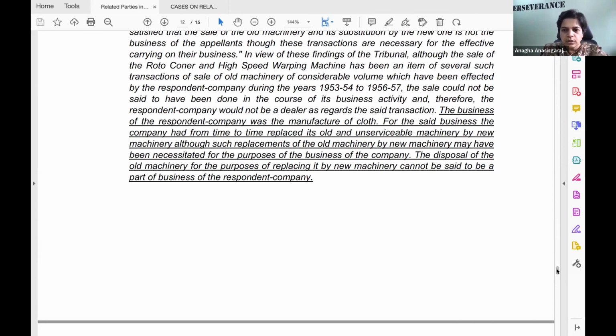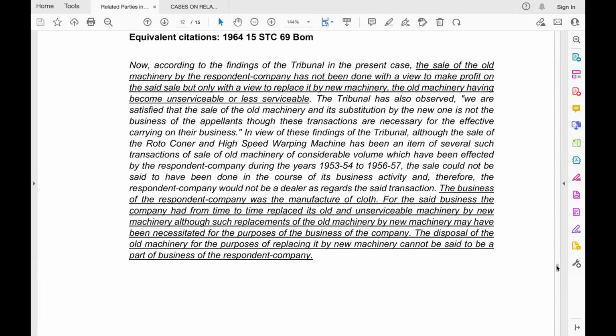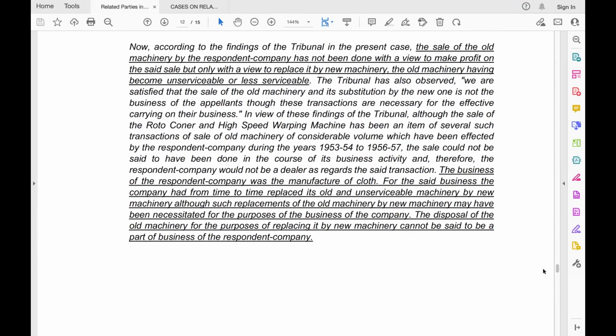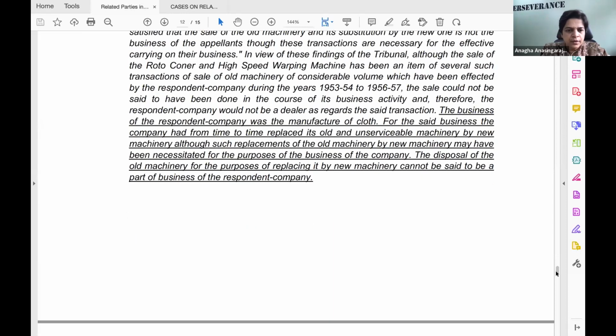Now, although it may not... it will be a capital versus revenue, madam. It will be a capital. It will be treated as a capital versus revenue. So this was held to be not in the ordinary course of business.